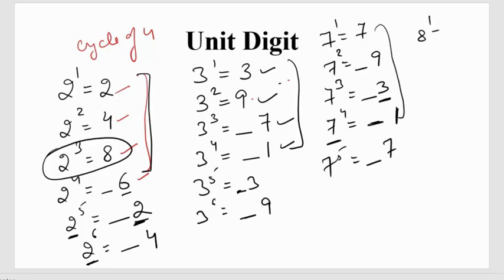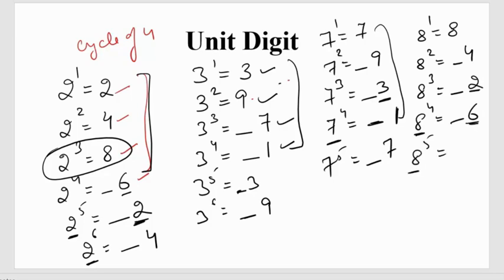Same as for 8. 8 raised to power 2, that gives you 4. 8 cube, that gives you 8 into 4, 2, right? 8 into 2, that gives you 6. So again 8 into 5. So this is 6, this is 8. 8 6s are 48, again 8. So 8, 4, 2, 6, again the cycle of 4. So we can say this for 2, 3, 7 and 8. That is the cycle of 4. I hope it is clear.